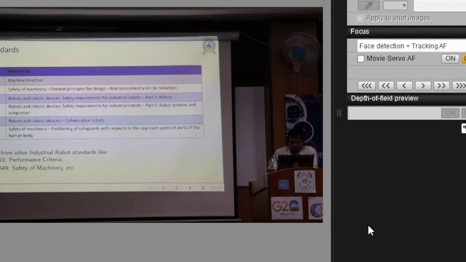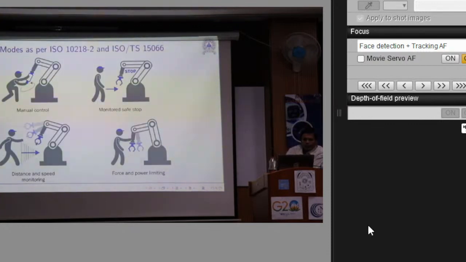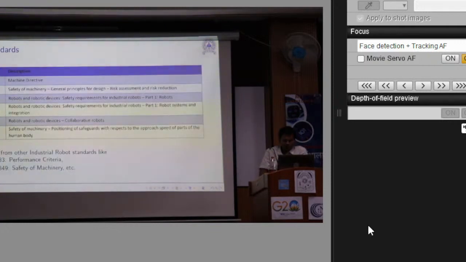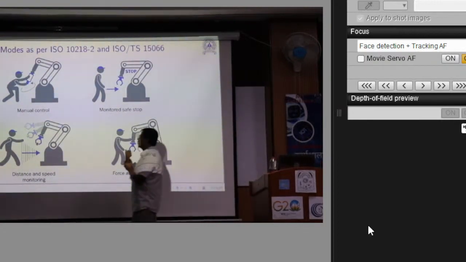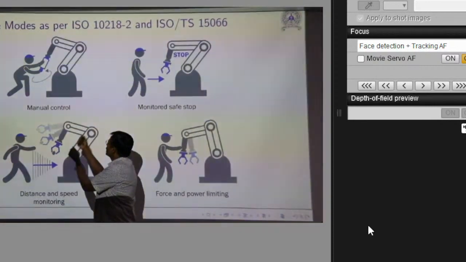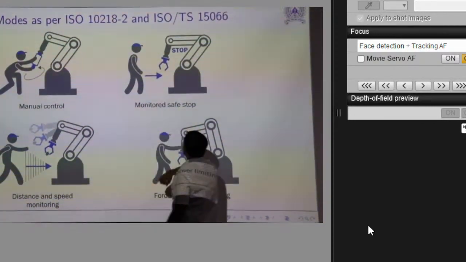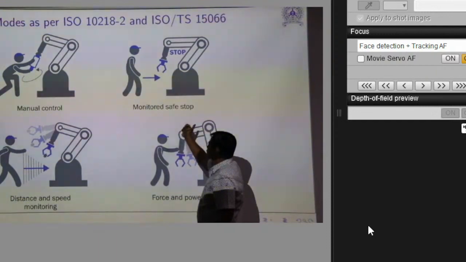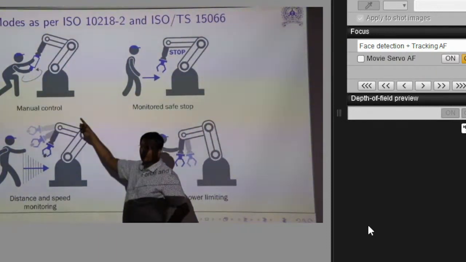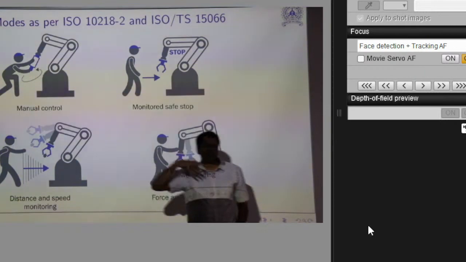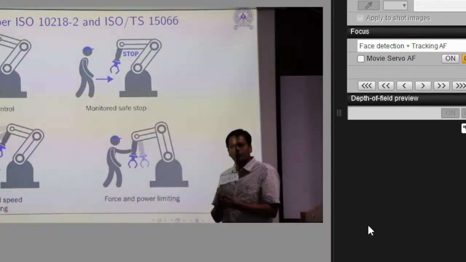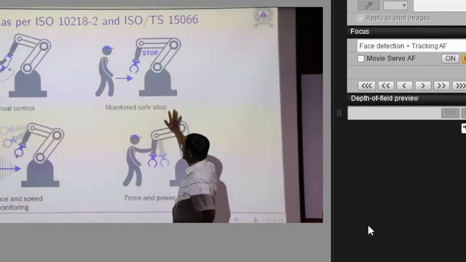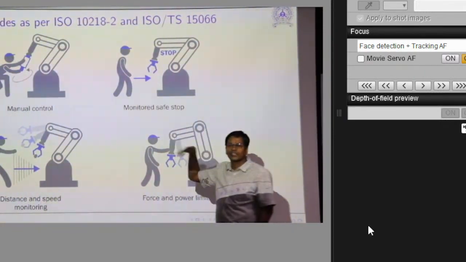Now, collaborative modes as per the two ISO standards that I have mentioned here. There are a few collaborative modes. One of them is purely manual, where you can drag a robot and make it do something. Next is monitored safe stop. In this case, you have to stop the robot manually, from an external switch or through an automated switch, if you enter the workspace. Only manual.